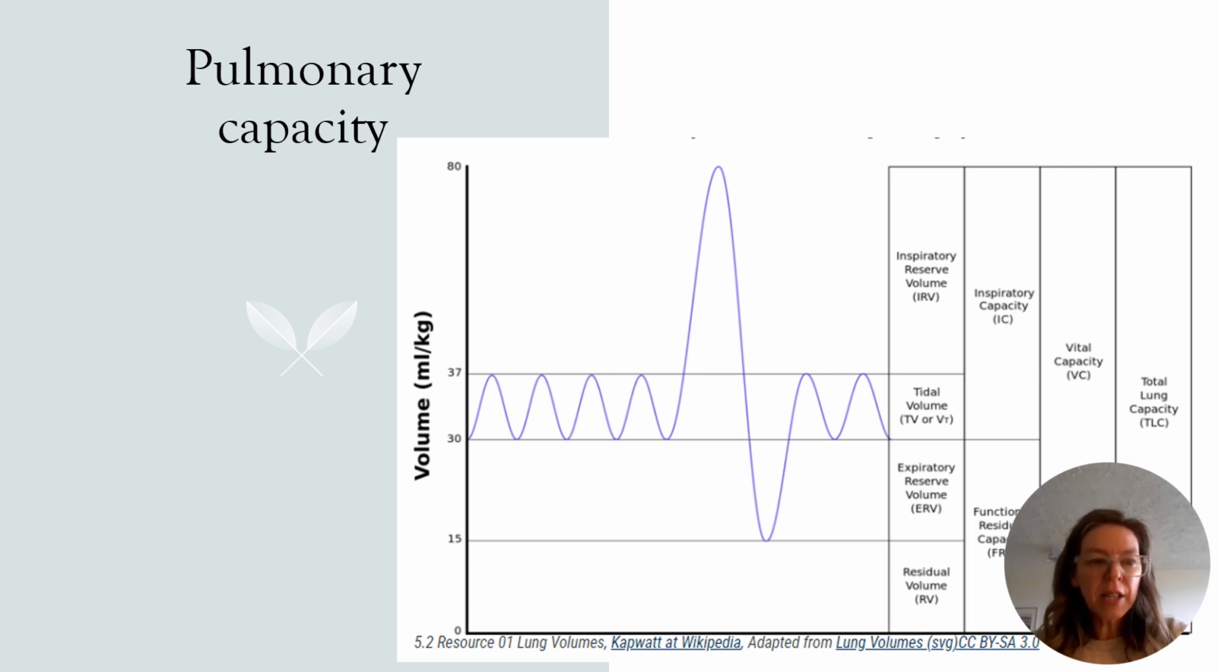Total lung capacity, that's the volume of air in the lungs when they are fully inflated. And then residual volume is this little amount of air that's left over after a maximum exhale. And that residual volume is what keeps your alveoli from collapsing. That's a number that we go after when we have someone on like CPAP overnight for sleep apnea so that they don't have alveolar collapse.